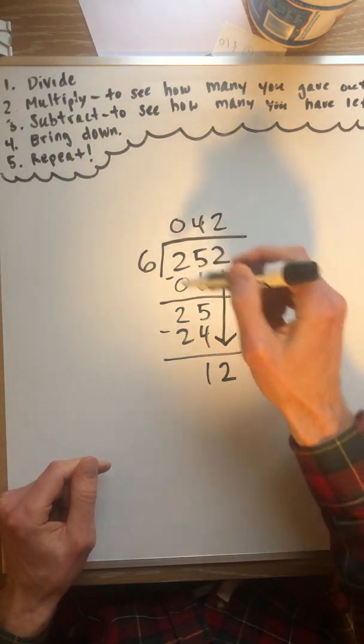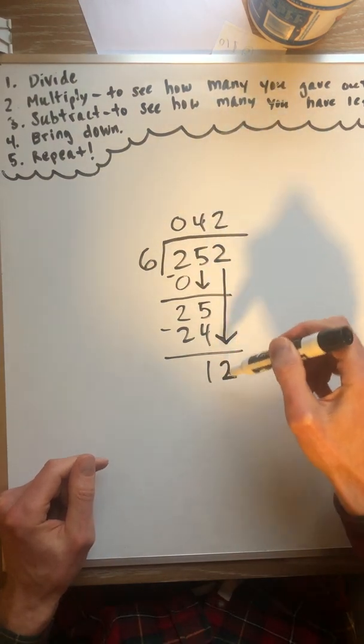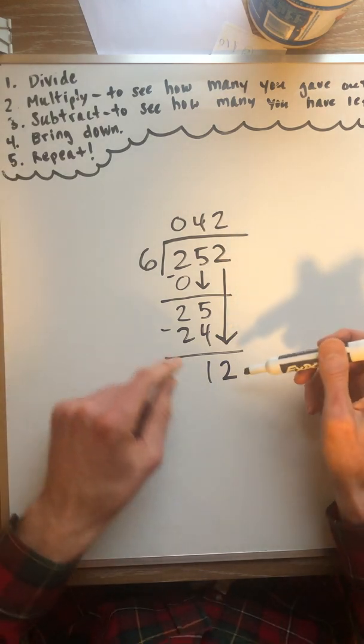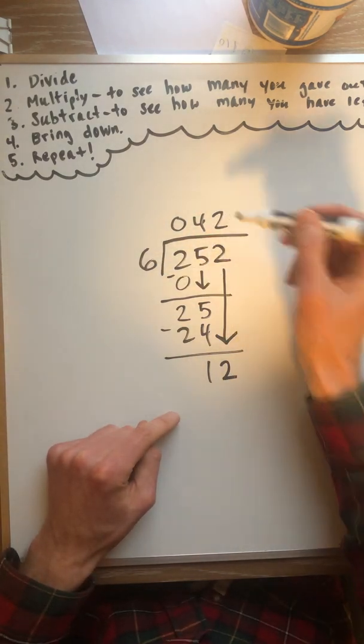Remember the triangle's numbers? 6 times 2 is 12, or 12 divided by 2 is 6. 12 divided by 6 is 2. But what we're trying to figure out is 12 divided by 6. Oh yeah, it's 2, right there.